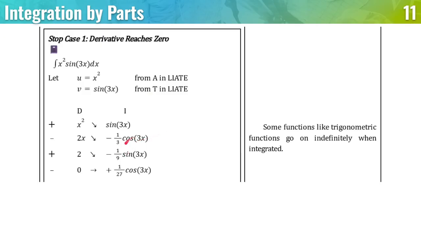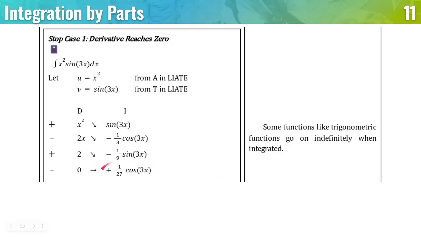And then multiplying it again, integrating it again, you get positive sine 3x times the negative from earlier times 1/3. So it becomes negative 1/9 sine 3x. And then sine to cosine, it becomes negative again. And then the 1/9 becomes 1/27. So as you can see, some functions like trigonometric functions go on indefinitely when integrated.